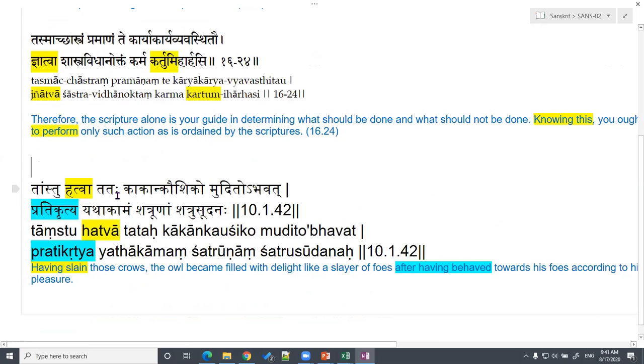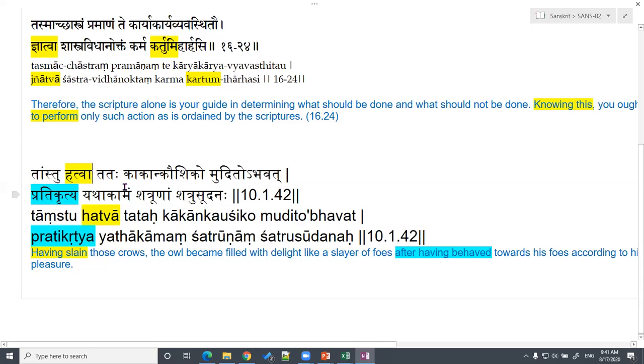This is another verse which also uses both the tumun and the twa pratyaya. So sorry, twa and ya pratyaya. So this is a verse. तांस्तु हत्वा ततः काकान् कौशिको मुदितो भवत् प्रतिकृत्य यथा कामं शत्रूणां शत्रुसूदनः. Having slain those crows. So having slain, hatva, han dhatu means to kill. So having slain those crows, and then pratikrutya, after having behaved.